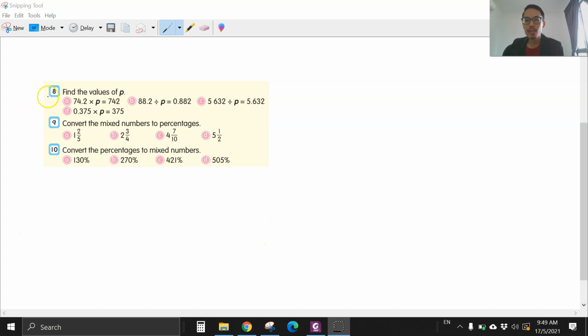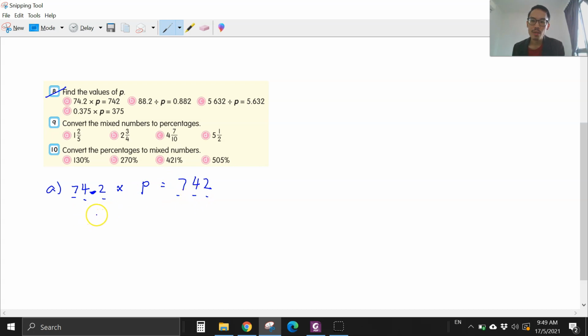Okay, now we look at question 8. Find the values of P. Okay, for A, 74.2 times P equals 742. Now, can you see that they are all the same numbers? 742, 742. Now, the only difference is the decimal point, titik perpuluhan. So you just have to figure out how much you have to move to make it the same as 742.